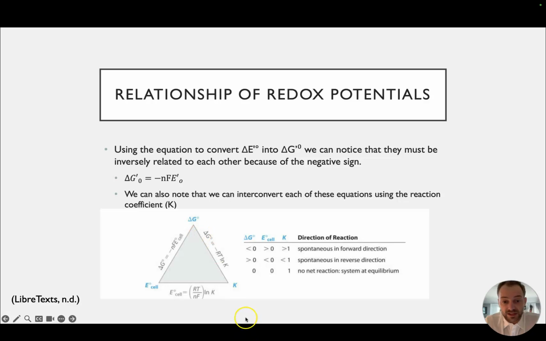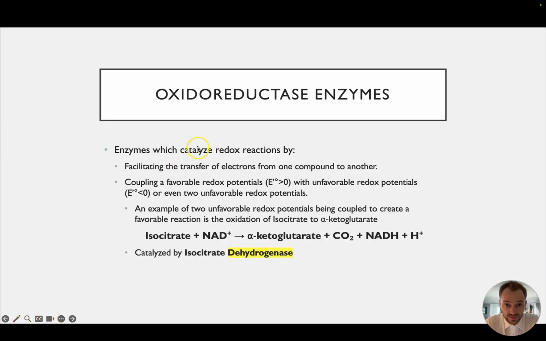Here we can see the interconversion of the two, and I just really want to point out that concentration has an influence on whether reactions go to completion or not. We can classify oxidoreductase enzymes, which catalyze redox reactions, in a couple different ways. They facilitate the transfer of electrons from one compound to another, and they also are capable of coupling favorable redox potentials with unfavorable redox potentials. And then they're also capable of coupling two unfavorable redox potentials, and we'll see that in this isocitrate dehydrogenase reaction.